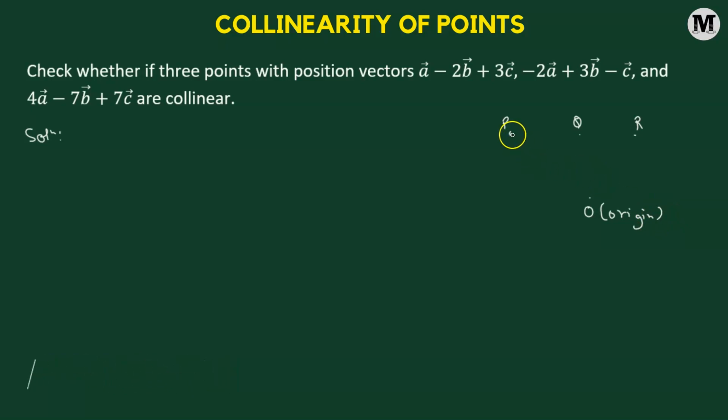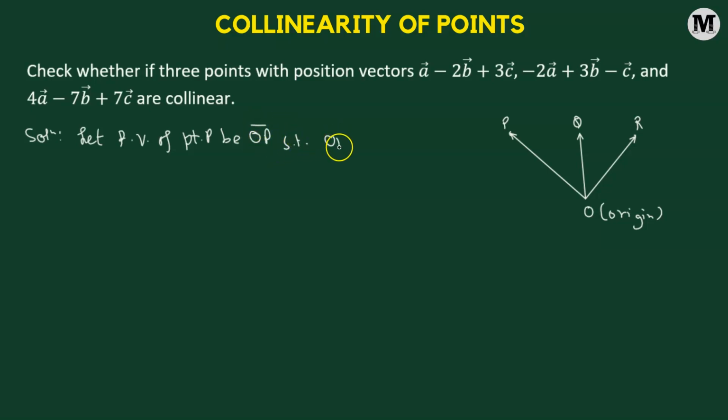Now, we can define the position vector of point P with respect to the origin. All we have to do is join point O and point P with the help of a directed line segment. Similarly, we can define the position vectors of point Q and point R. Let the position vector of point P be defined by the vector OP, such that OP vector equals A vector minus 2B vector plus 3C vector.